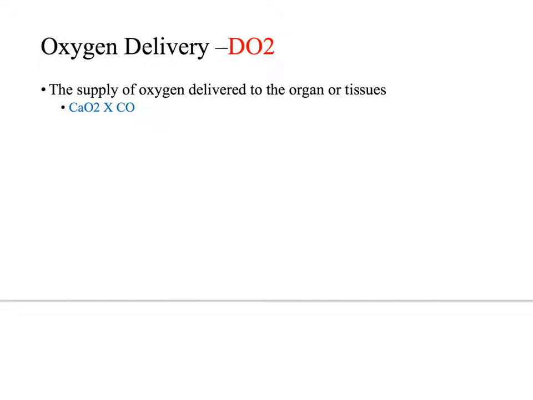The next term that I would like to define is oxygen delivery. The global delivery of oxygen throughout the body is defined as the product of the oxygen content in the arterial blood and the blood flow or cardiac output, and is expressed by the following equation: CaO2 times cardiac output.